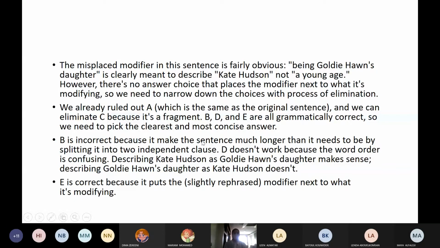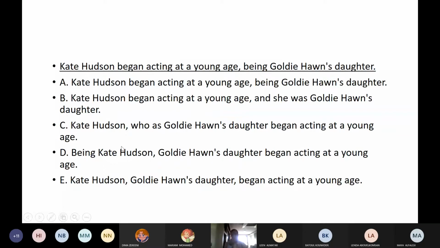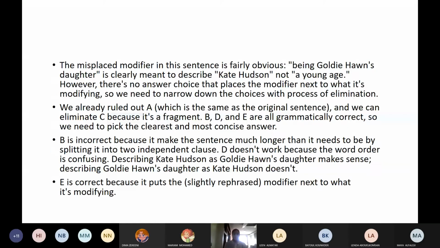B is incorrect because it makes the sentence much longer than it needs to be by splitting it into two independent clauses. There was no need to split it into two independent clauses. When I say Kate Hudson began acting at a young age and she was Goldie Hawn's daughter, why split it into such a compound sentence? No. Describing Kate Hudson as Goldie Hawn's daughter makes sense.